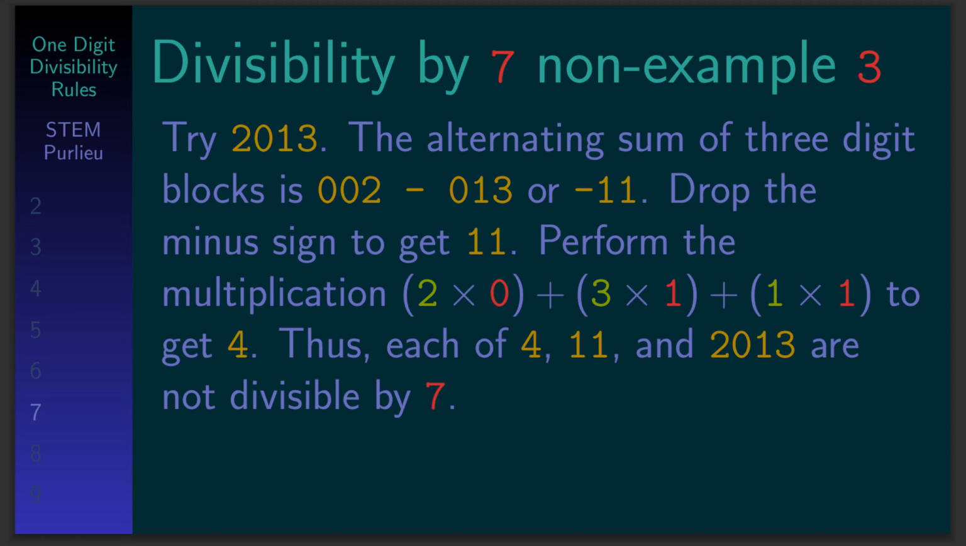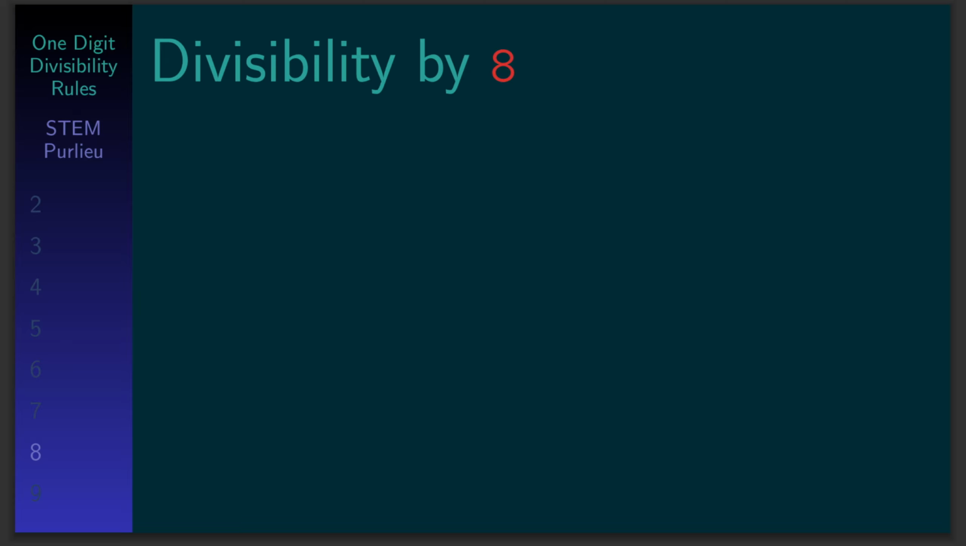Drop the minus sign to get 11. Perform the multiplication 2 times 0 plus 3 times 1 plus 1 times 1 to get 4. Thus, each of 4, 11, and 2013 are all not divisible by 7. Now let's cover divisibility by 8.